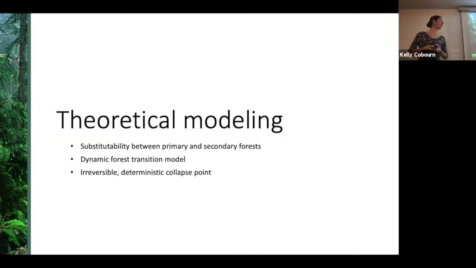And then we'll incorporate the possibility for a collapse point. In this case, we're going to treat it as an irreversible and deterministic collapse point. Eventually, we would like to move to a stochastic transition point, but for now, we're starting with the deterministic, so a known ecosystem threshold.